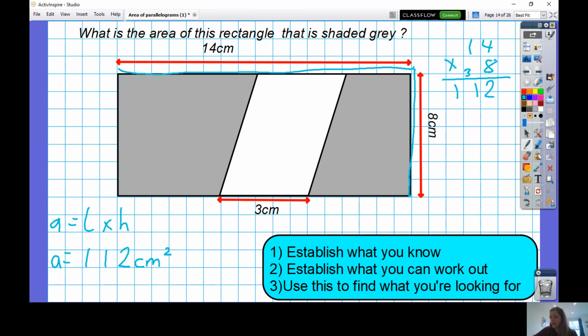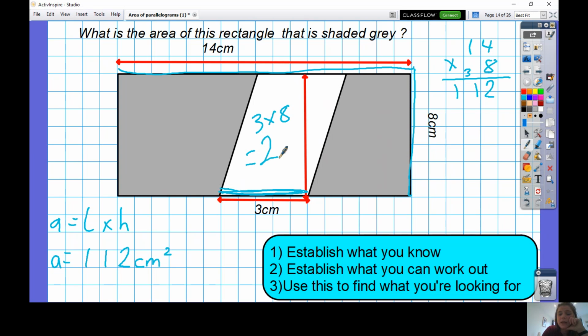Well done if you've spotted that I need to do something else, because of course the whole of the rectangle was not shaded. There's a section of the rectangle that wasn't shaded, and that's what I need to find now. The base of this parallelogram is 3. Do I know the perpendicular height? Yes, it's over here. This height is the same the whole way through this shape. So I need to find the area of this parallelogram by doing 3 times 8, which is equal to 24 centimetres squared.